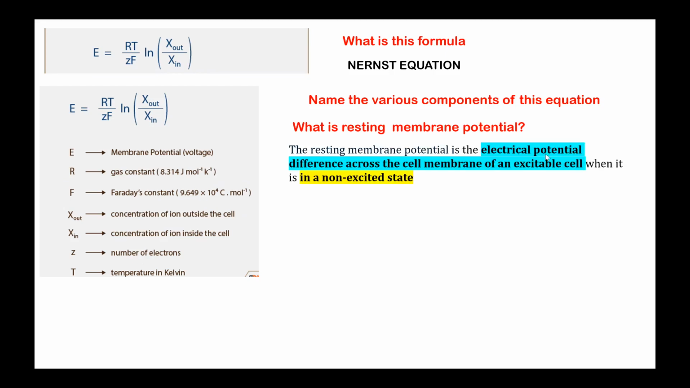Resting membrane potential is the electrical potential difference across the cell membrane of an excitable cell when it is in a non-excited state. This is the definition. Electrical potential difference across. What is the normal electrical status of the inside of the cell? Electronegative. Why so much hesitation? Only when you understand this will we understand action potentials and other things, isn't it? So cells are always electronegative.